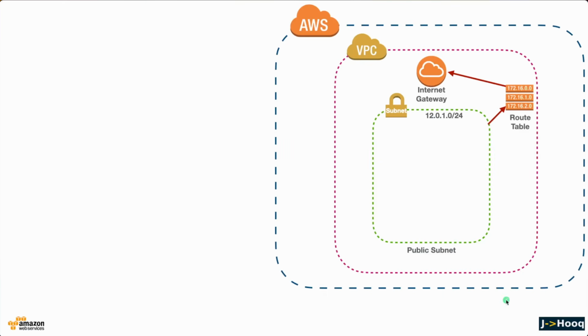So again, take a look at this diagram. We are pretty much done with our internet gateway, route table, and public subnet, and we have attached all the three components.